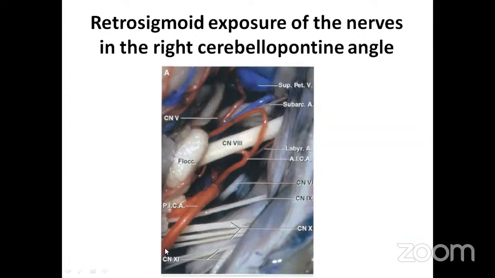We can also see the posterior inferior cerebellar artery that goes around the 9th, 10th, and 11th cranial nerves. Above the 8th cranial nerve is the subarcuate fossa, superior lateral to the 8th cranial nerve, and the subarcuate artery enters through this. We can also see above it the superior petrosal vein.